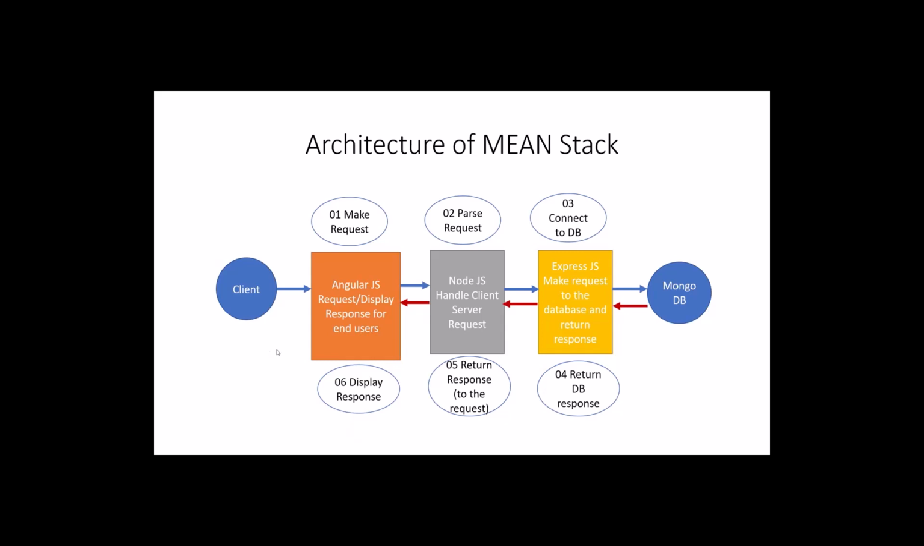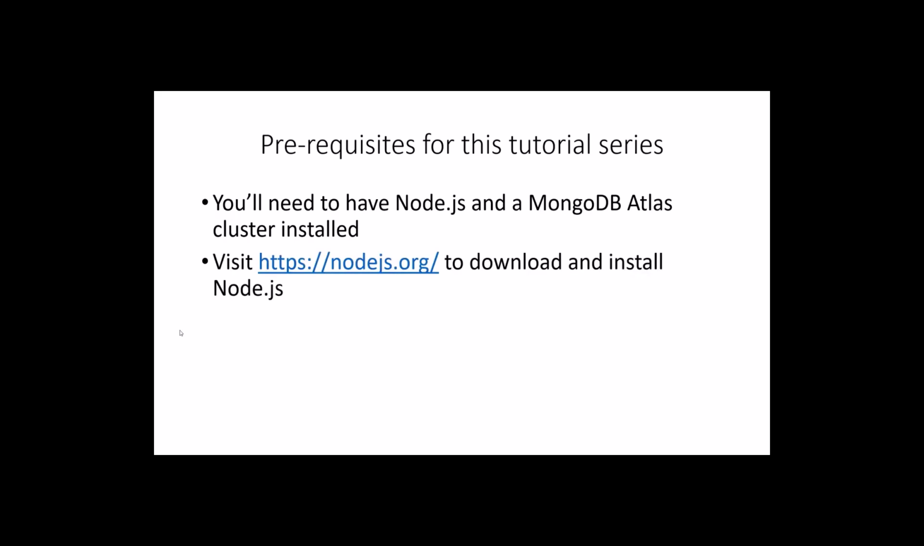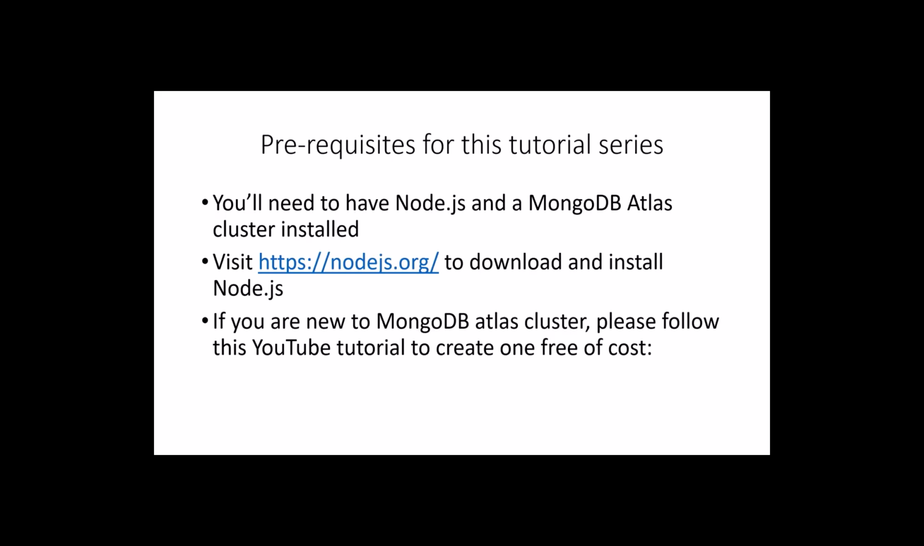So what are the prerequisites for this tutorial series? First of all, you need to have Node.js and a MongoDB Atlas cluster installed, and you can visit https://nodejs.org to download and install Node.js. And if you are new to MongoDB Atlas cluster, please follow this YouTube tutorial to create a MongoDB Atlas cloud cluster free of cost. This is my YouTube video, which I will also put in the description.